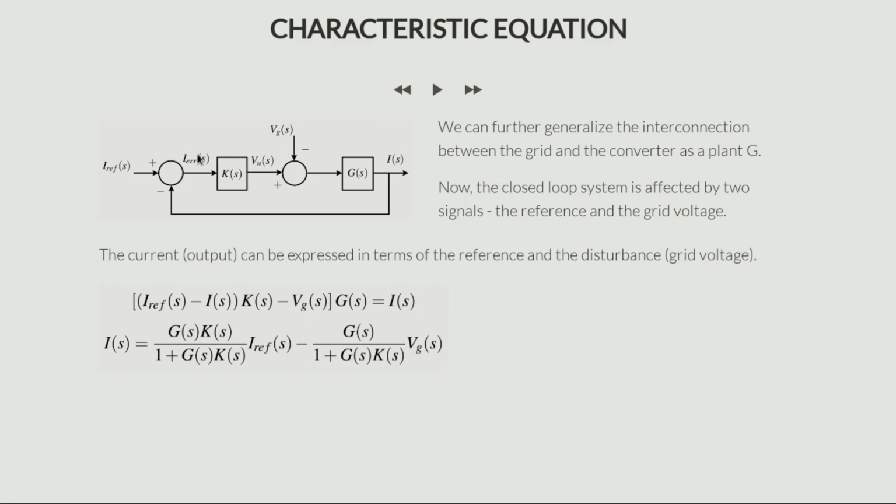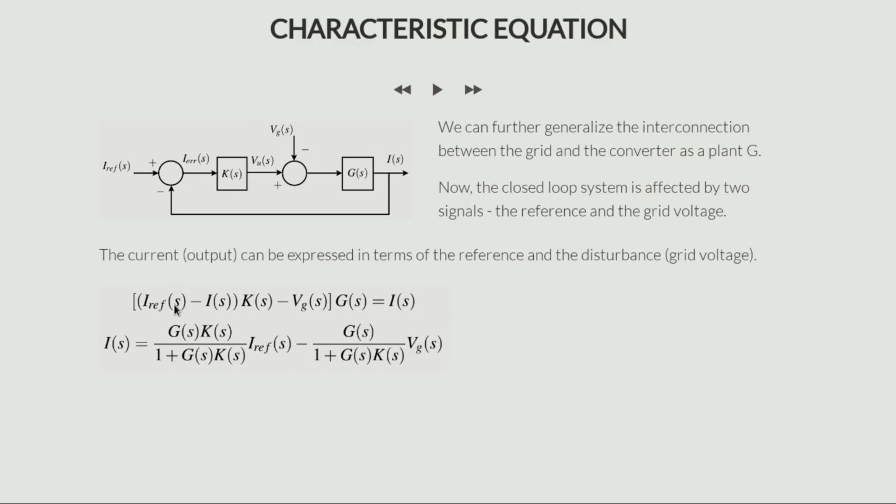The error is calculated from the reference and the output. The controllable voltage is calculated from the controller. Only the grid voltage and the reference are now inputs to this system. Therefore, the closed loop system is affected by two signals, the reference and the grid voltage. These are the new inputs to this closed loop system. Now if I want to express the current with respect to these new inputs, I can just do that calculation.